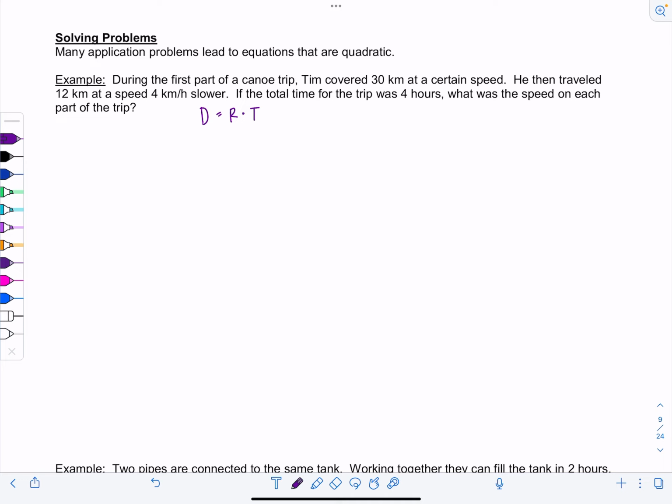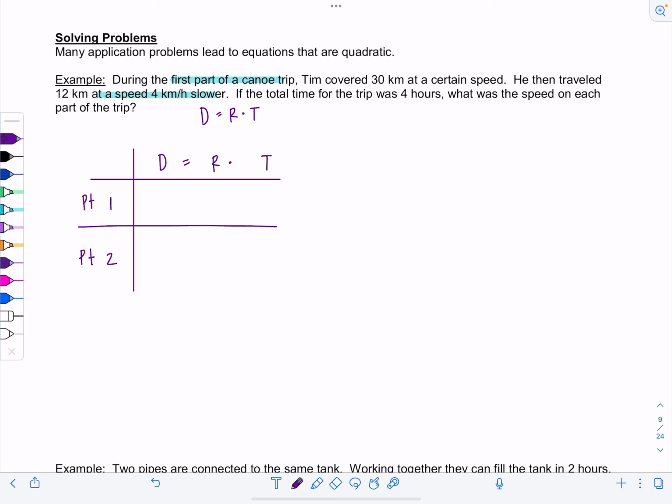So notice here, there's two parts of the trip. He has a first part of a trip, and then there's a second part of the trip where he's slowing down. Maybe his little arms got so tired, poor thing. So two parts to the trip. What does that mean? I'm going to have two rows in my table. So distance equals rate times time. Those are pretty much the columns, okay? And then we have part one of the trip, and we have part two. So those are our two rows.